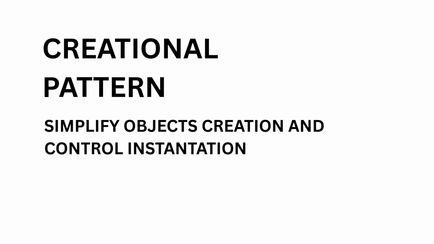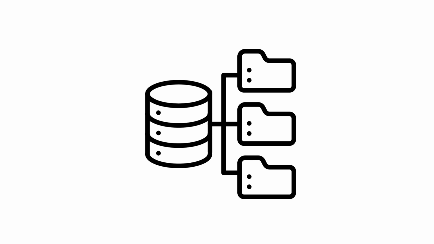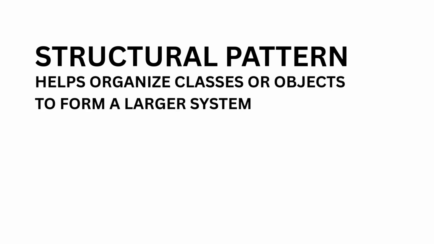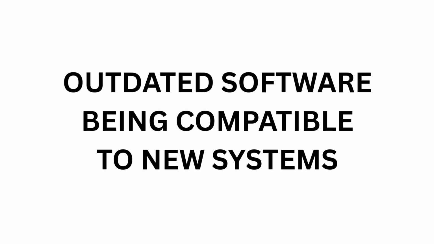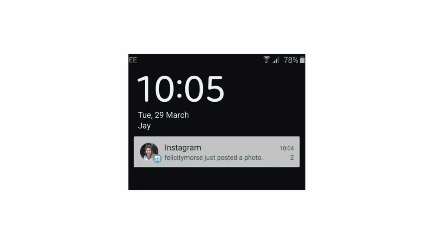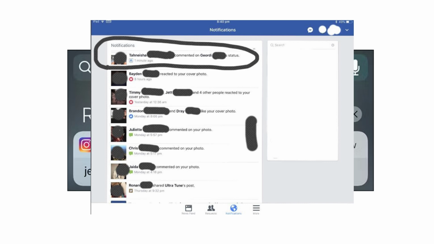To make it clearer, the creational pattern simplifies object creation and controls instantiation. An example for that is creating a single database connection or managing users' sessions. Next is the structural pattern. It helps organize classes or objects to form a larger system. For example, making legacy code compatible with a new system using an adapter. The behavioral pattern defines how objects interact, communicate, and share responsibilities. An example for that is an app notifying multiple users of a status change using Observer.